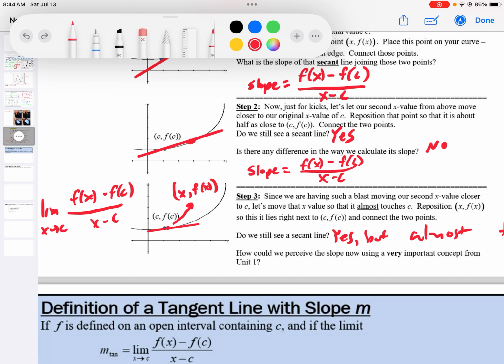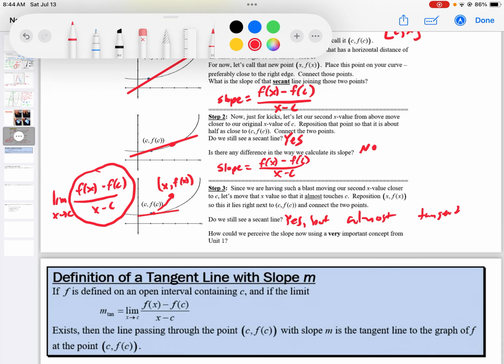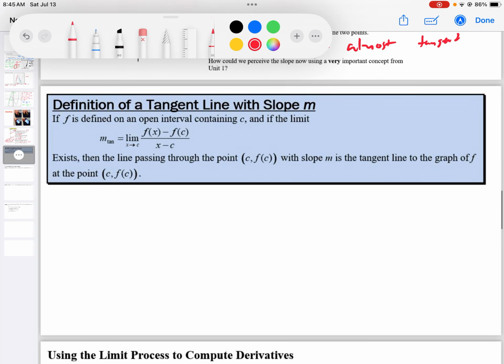So as those 2 points, they're a secant line, but as x approaches c, it becomes a tangent line. And if I find the limit of this function, that'll tell me the slope at the instant when x is c. And that's huge. And we're going to be talking about this for a while.